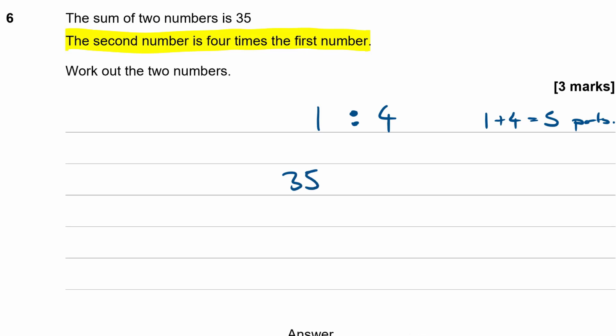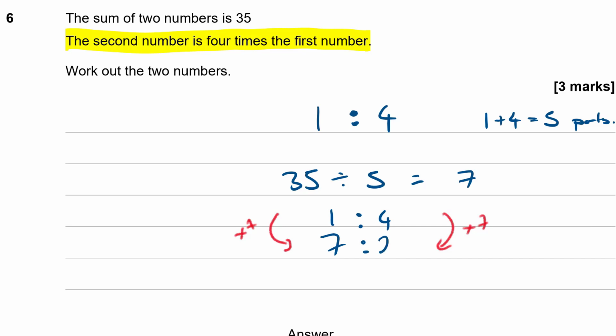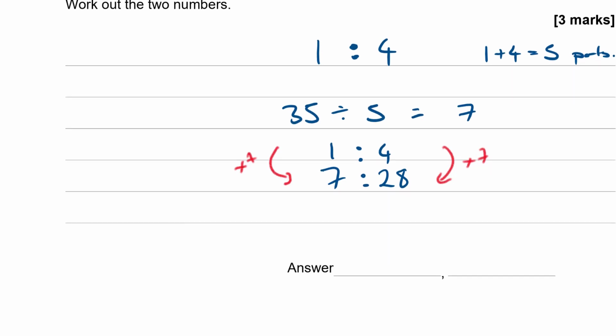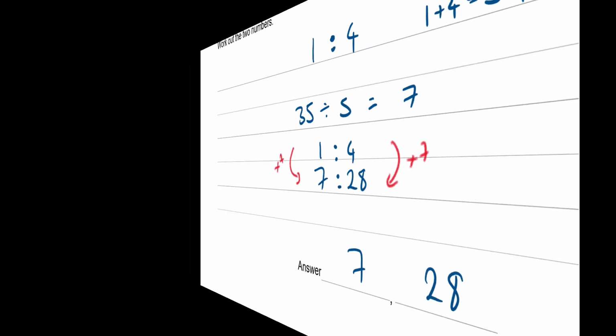So 35 divided by 5 gives me 7. That means that each part must be worth 7. So my ratio of 1 to 4, I can then scale up by a factor of 7, multiplying both these parts by 7. So 1 times 7 is 7, and 4 times 7 is 28, meaning that my two numbers must be 7 and 28.